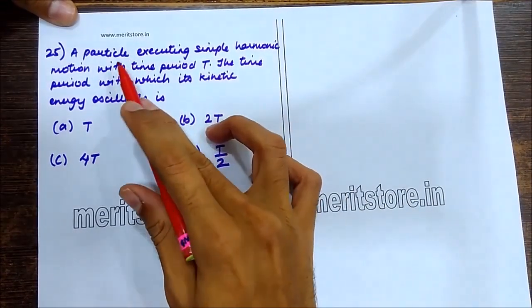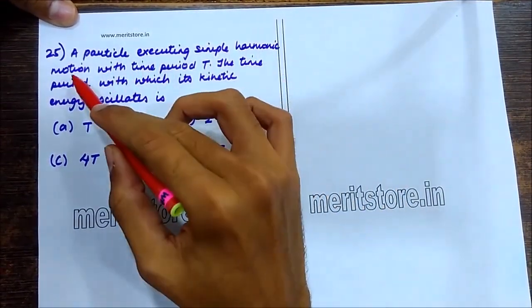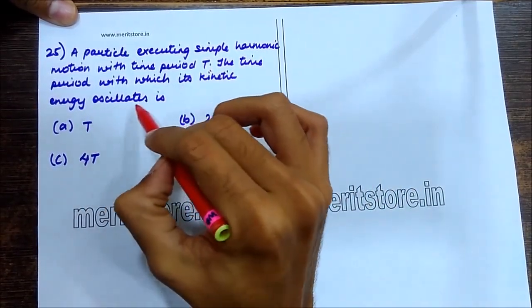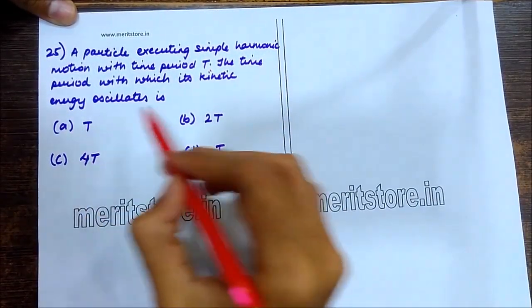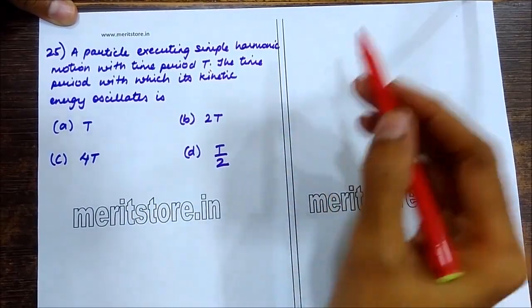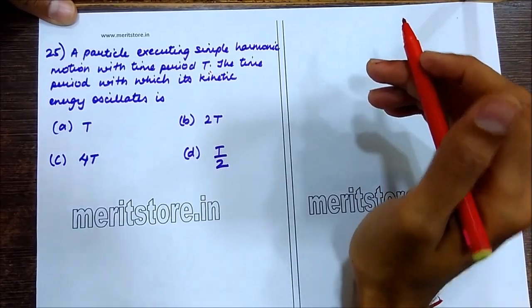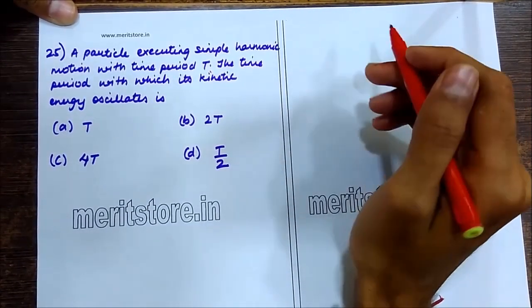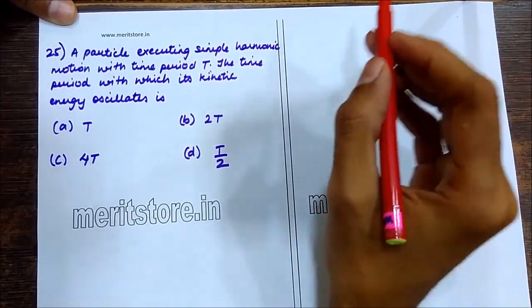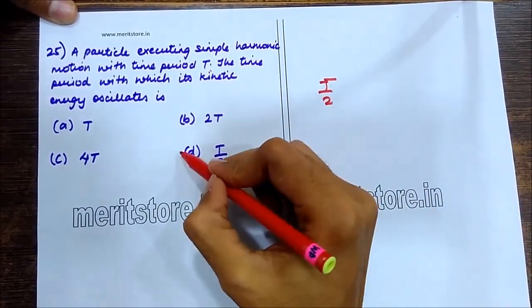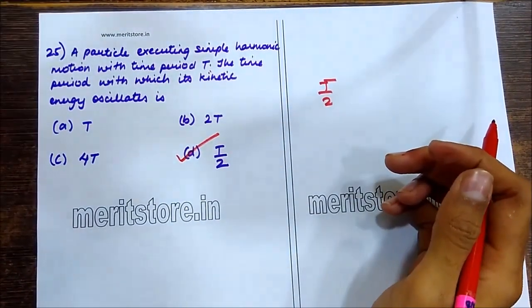A particle, question number 25. A particle executing simple harmonic motion with time period T. The time period with which its kinetic energy oscillates is T, 2T, 4T or T by 2. Basically, the kinetic energy of a particle executing simple harmonic motion is periodic with the time period T by 2, half of the total time, so that is T by 2.